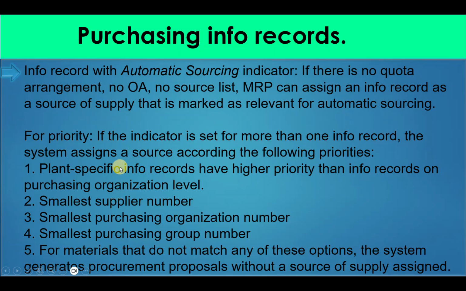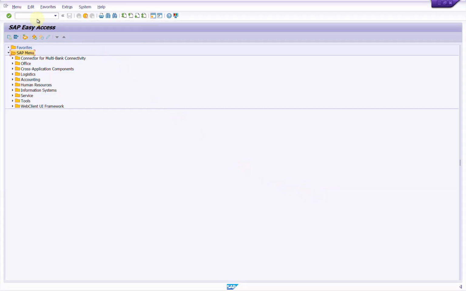And in case like smallest number, so this will be the criteria. And lastly, for materials that do not match any of these options, the system generates a procurement proposal without a source of supply assigned, that we have seen. So we may see it again. For that I might need to create another material.